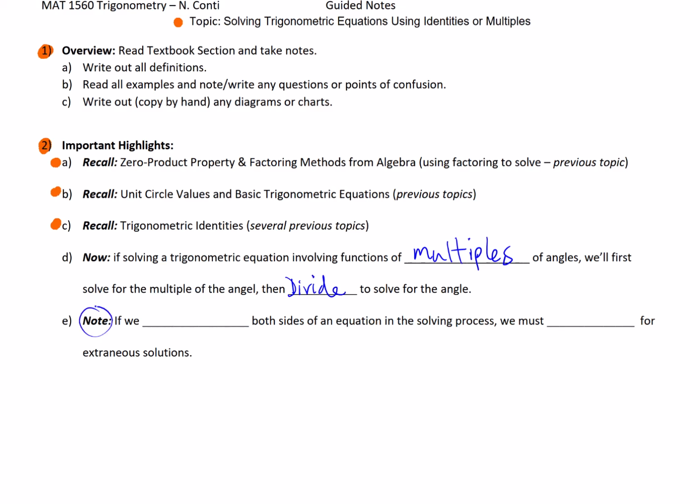And then an additional note would be as follows. If we square both sides of an equation in the solving process, we must check for extraneous solutions. You may recall extraneous solutions from algebra where you get a solution, or at least you think it's a solution, but then when plugging it back into the original equation, it doesn't actually verify that it works. It might cause some kind of undefined situation or show that both sides are not actually equal. We got to check situations when we square both sides of an equation, which we may need to do, as you'll see shortly.